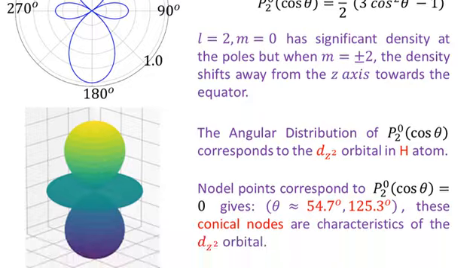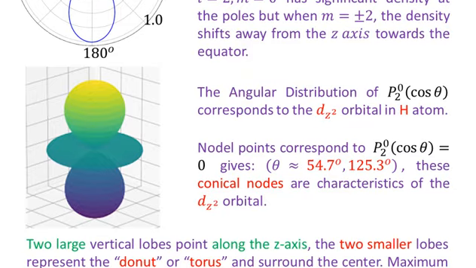A 3-dimensional picture is also shown over here. The angular distribution of P20 cos theta corresponds to the dz square orbital in the hydrogen atom. So you see that this shape in chemistry is referred to as the dz square orbital.